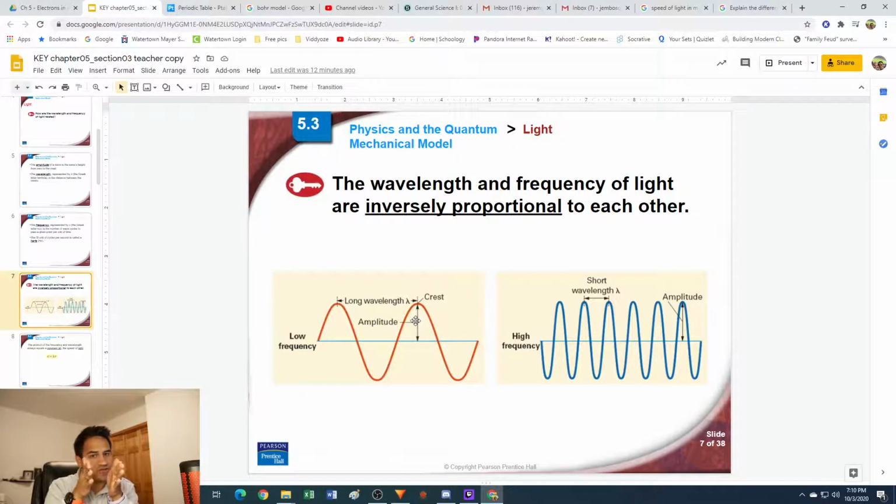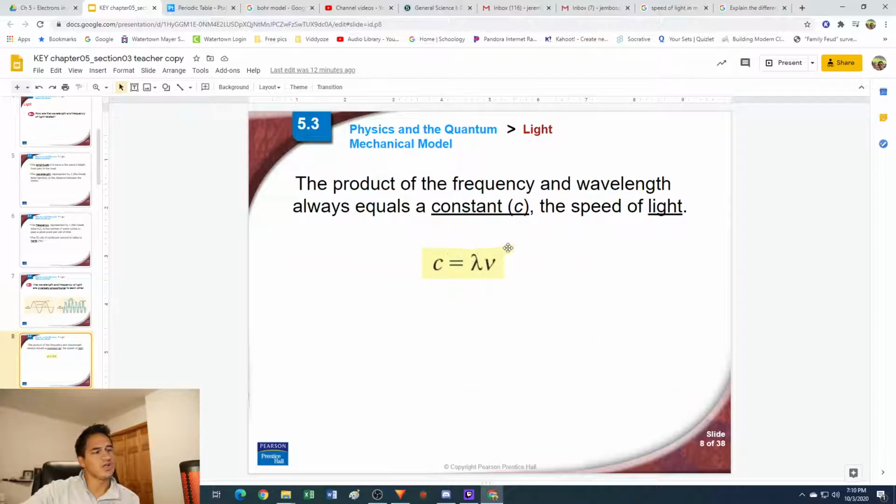If you have a short wavelength, you have a large frequency. Okay, so they're inverse. So if one is large, the other is small, or if one is small, the other is large. Okay. So we have an equation here that is going to be very useful later on. And this equation is how we can calculate the speed of light, which is a constant number.